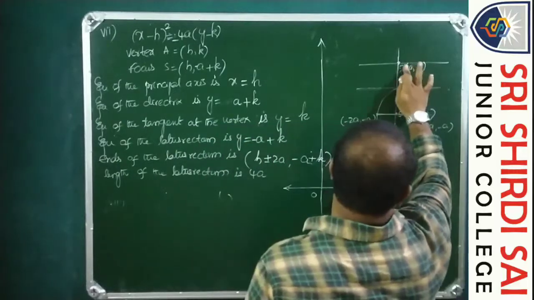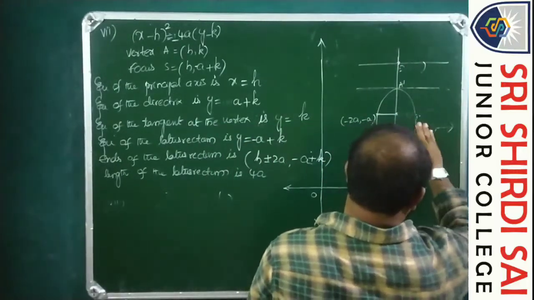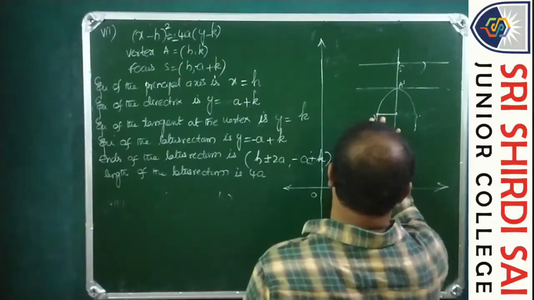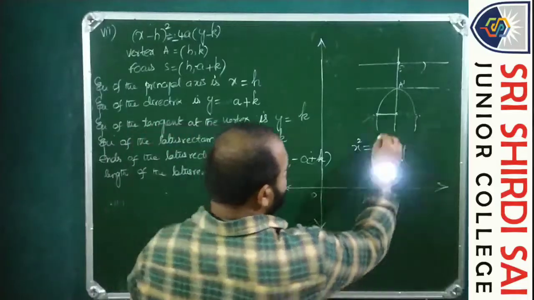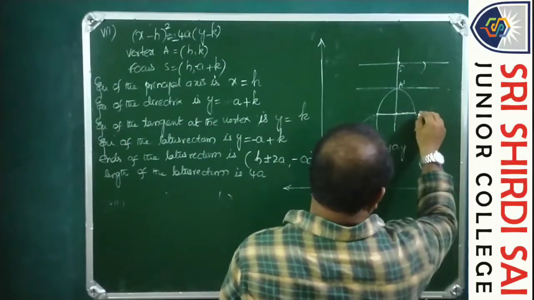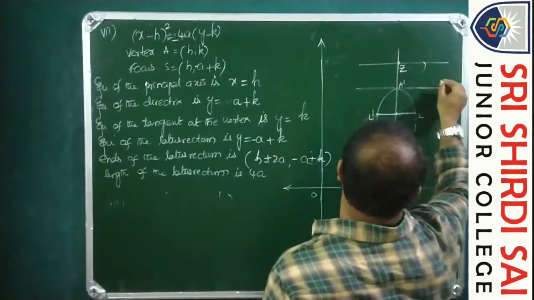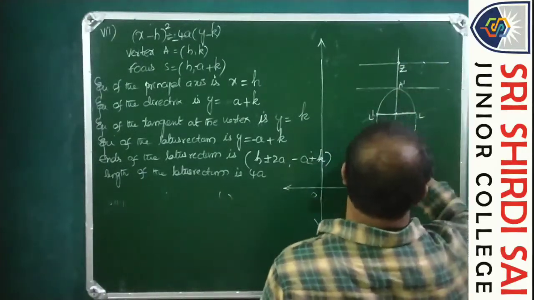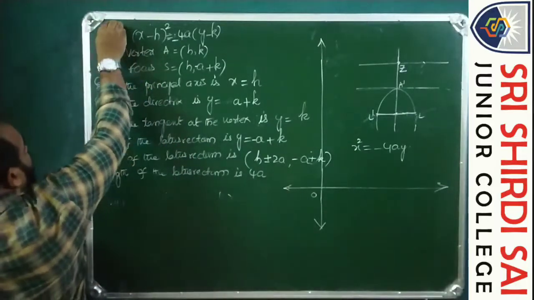Okay, these points will be changed. So those changed points, I have written everything on the board itself. So this is L dash, this is A, this is Z, okay, etc. So this is how it will look.